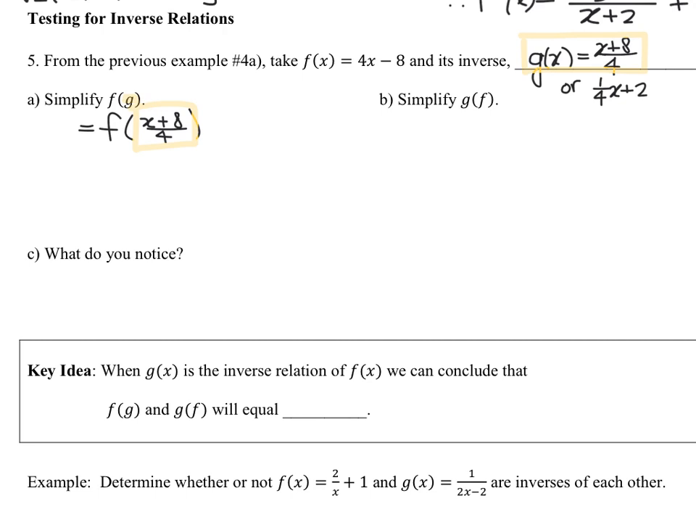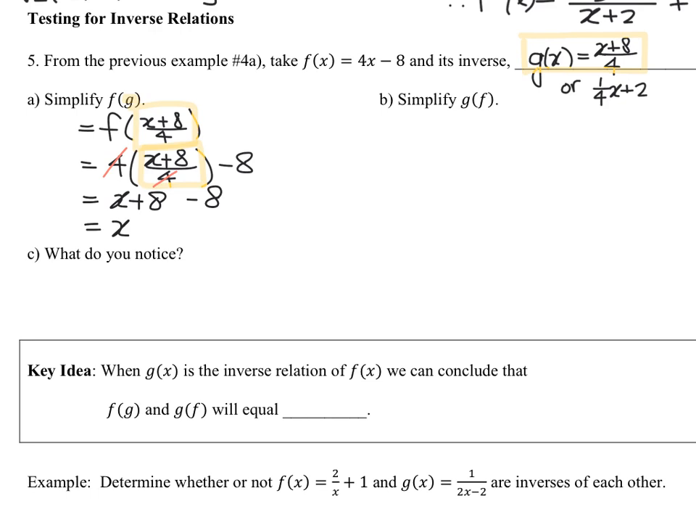So we have, we're going to rewrite this as 4 times x plus 8 over 4 minus 8. Okay, so all we've done is we've replaced these x's here with g of x through substitution. Okay, and now that we've done that, we can now simplify. 4 over 4 will just cancel out to give you 1. So then we're going to be left with x plus 8 minus 8, which will give you simply x.